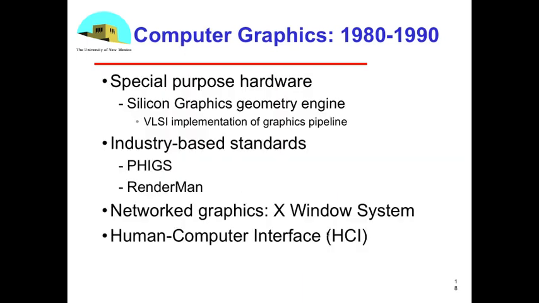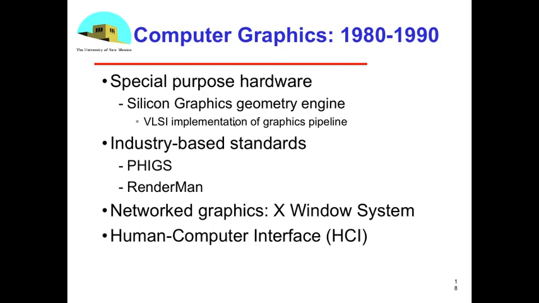In terms of some of the other things that were going on then, we started getting the first special purpose graphics hardware. Silicon Graphics was the pioneer of this, in which they had VLSI implementations of what had become the standard graphics pipeline, the sequence of operations we do to convert from the specification of a polygon to perhaps a very complicated shaded image on the screen.